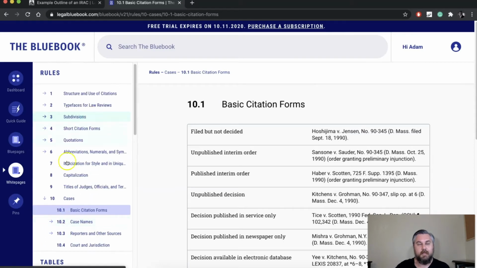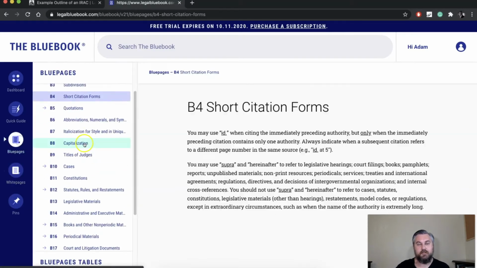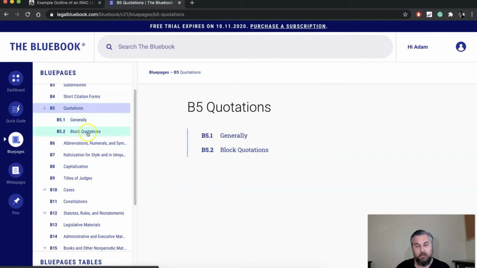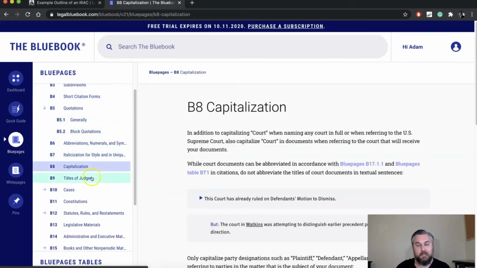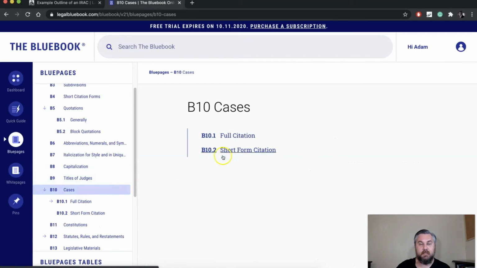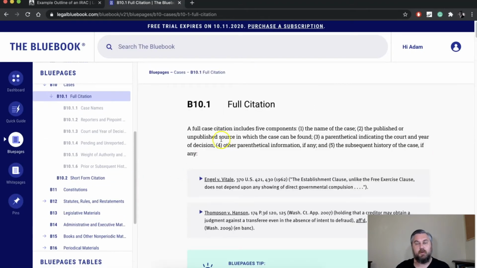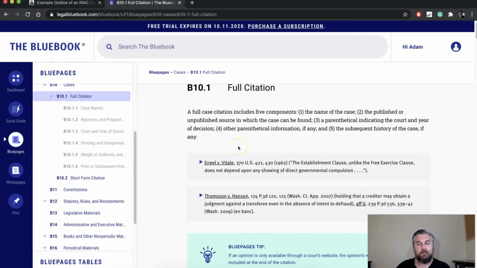The Bluebook is organized into two parts. There's the blue pages, which are just short summaries. These are the official parts of the Bluebook. They're the ones that are actually laying out the rules pretty succinctly as to how you cite to things like your short form citations, how you cite to quotations, how you use capitalizations, titles, citing to cases, things like that. And the nice thing is it's broken down into individual pieces. The blue pages are really where you want to look first. That's where you're going to want to actually uncover what it is that the Bluebook is citing to.